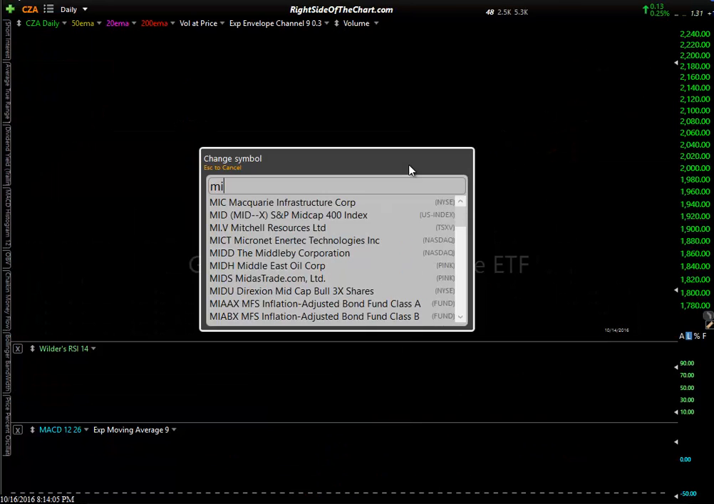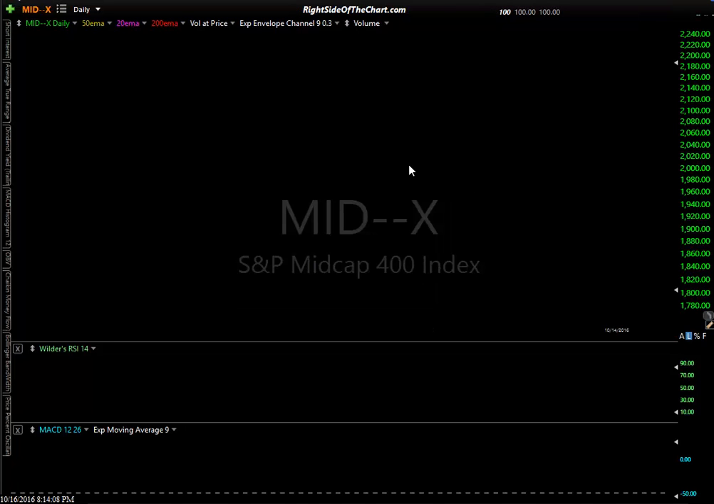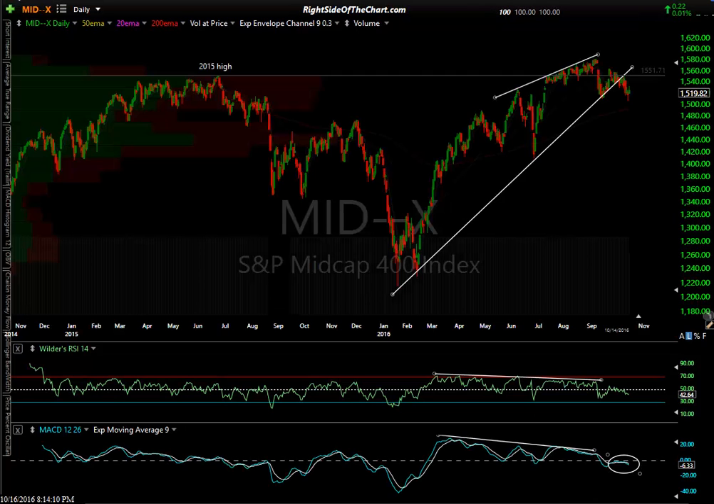Mid caps, MID. Mid cap, clean bearish rising wedge, 2015 highs already failed. We took them out, came back under, tried to get above it again, and rolled over. So the mid caps to me look cooked.